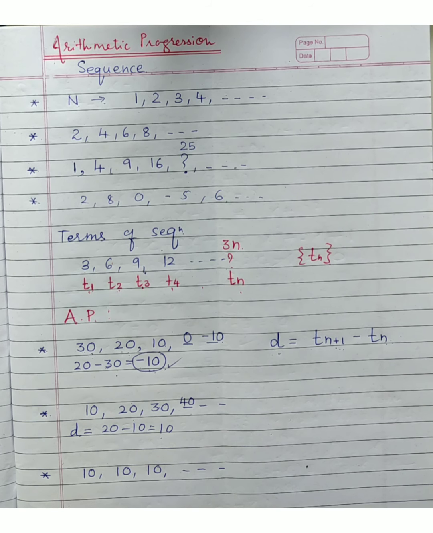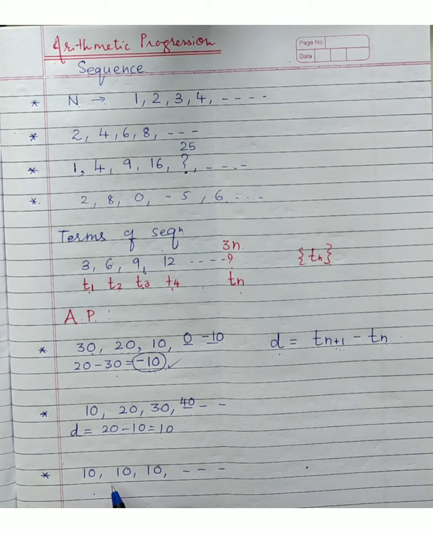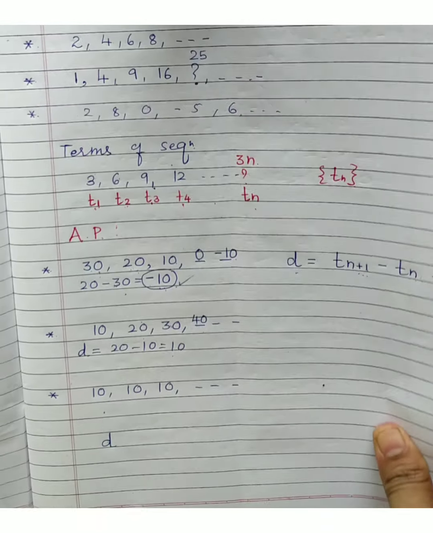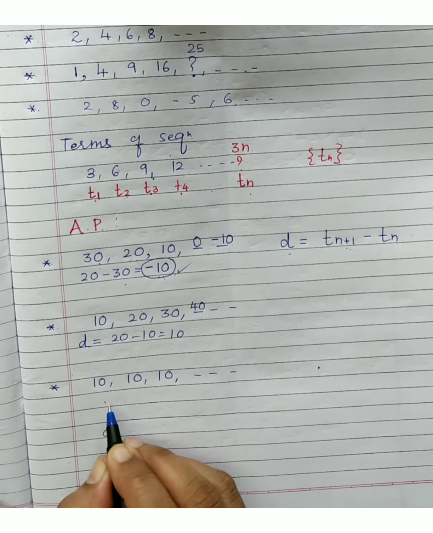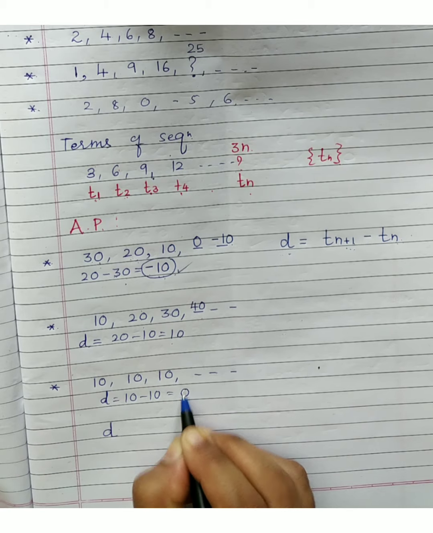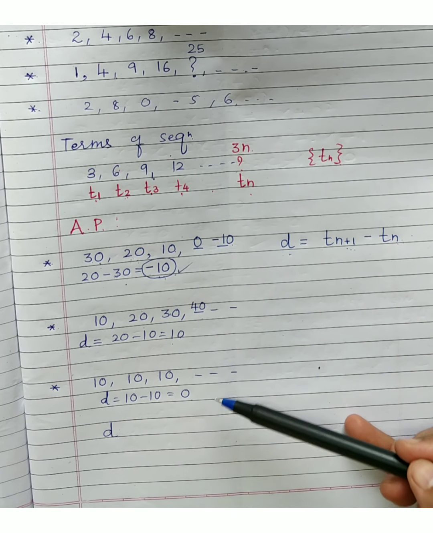Here, what common difference do you observe, children? In the last case, the arithmetic progression is 10, 10, 10 and so on. So second term minus the first term. What is the common difference here? 10 minus 10, the answer is 0. Okay, so that is clear to you.